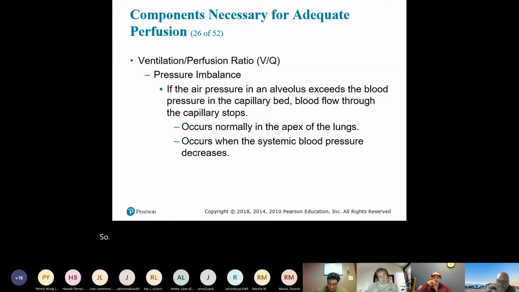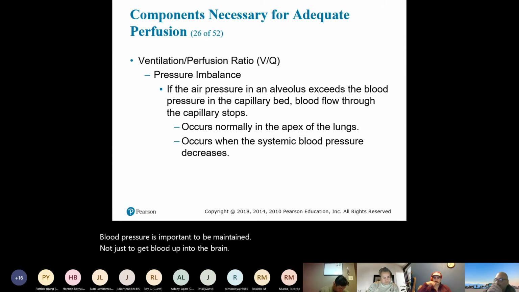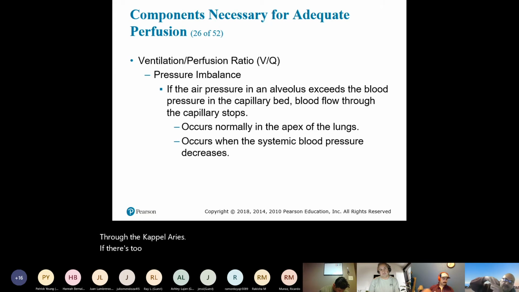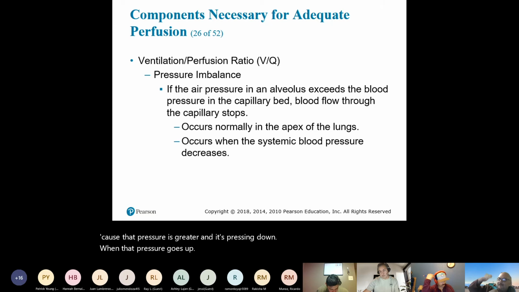Blood pressure is important to be maintained, not just to get blood up into the brain, but to maintain blood flow through the capillaries. If there's too much pressure within the alveoli and not enough pressure in the blood, then there's no blood flow, because that pressure is greater and it's pressing down. When that pressure goes up, it's keeping that pressure balance.